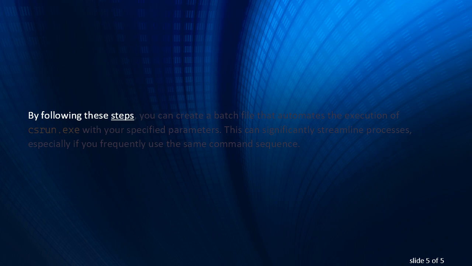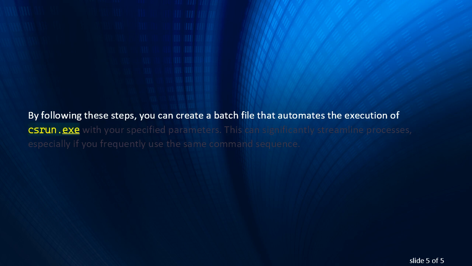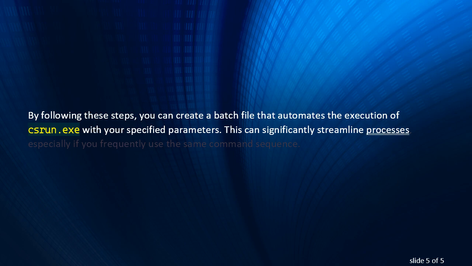By following these steps, you can create a batch file that automates the execution of csrun.exe with your specified parameters. This can significantly streamline processes, especially if you frequently use the same command sequence.